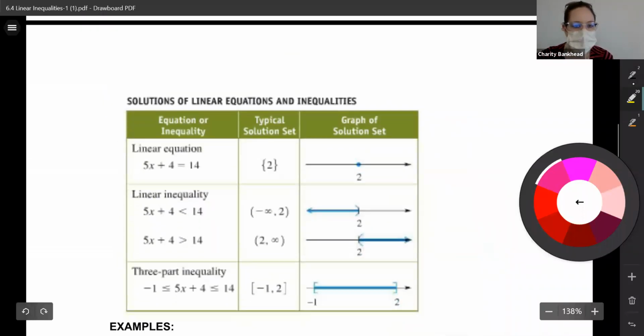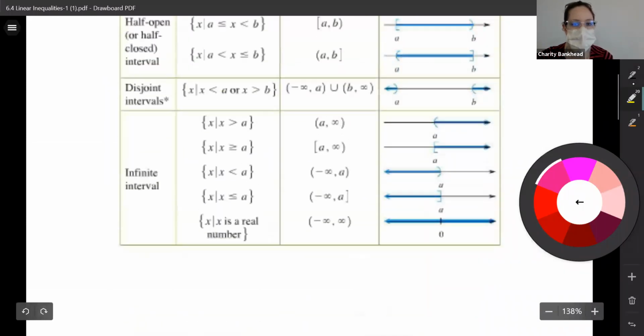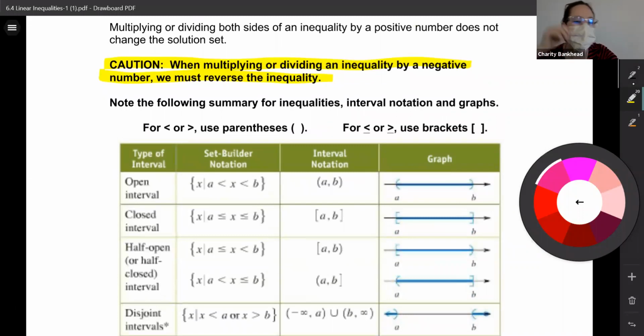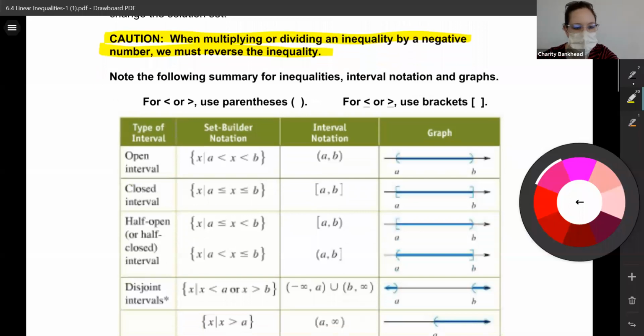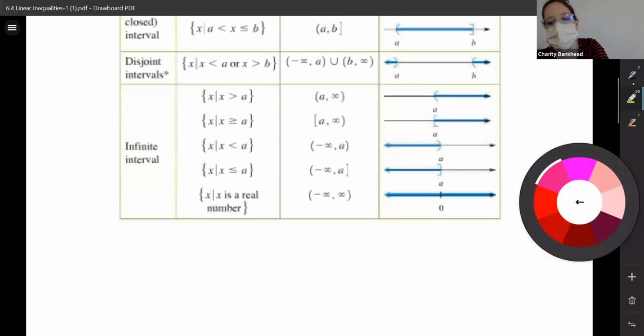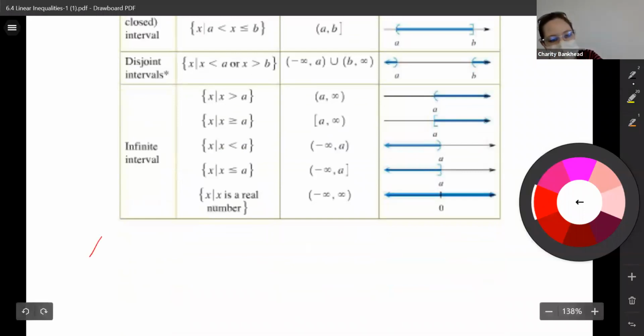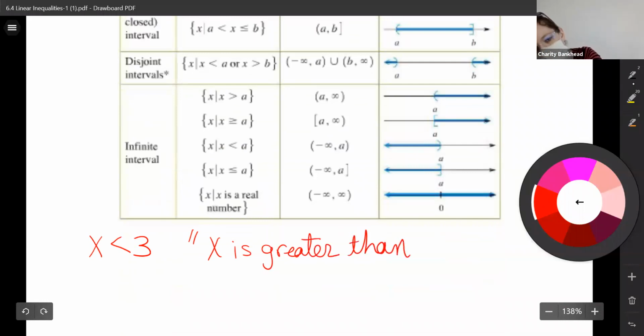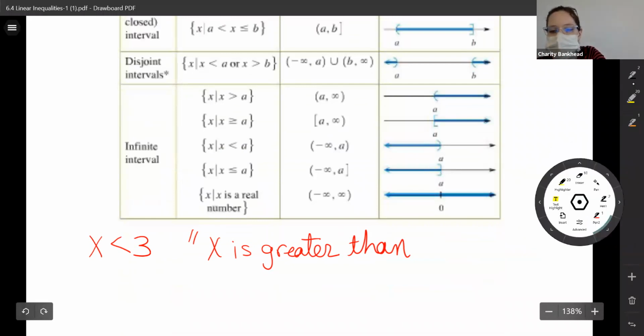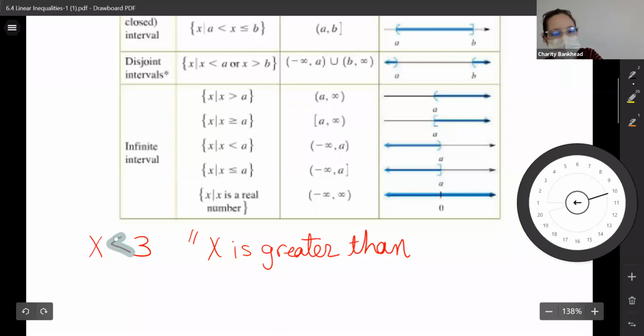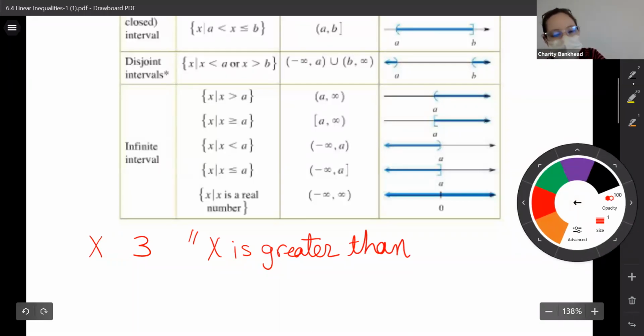Let me see what we got here. Okay. I want to make sure that you also know how to read it. So let me just give you an example. If you see this right here, you would read that as x is greater than 3. Or I just said that wrong. How do I erase this? How about I just change this? So that says x is greater than 3, for example.